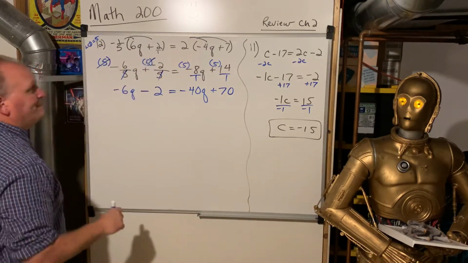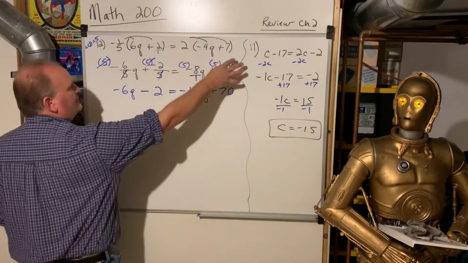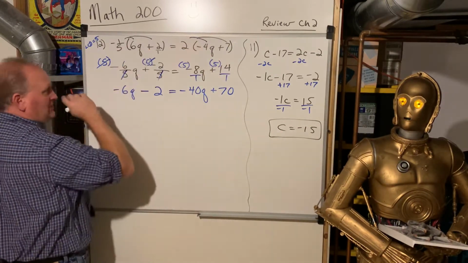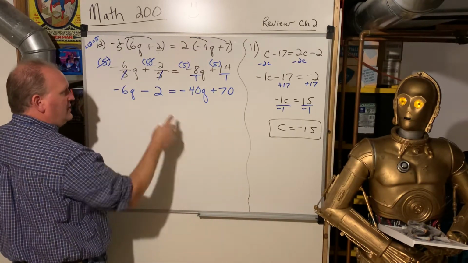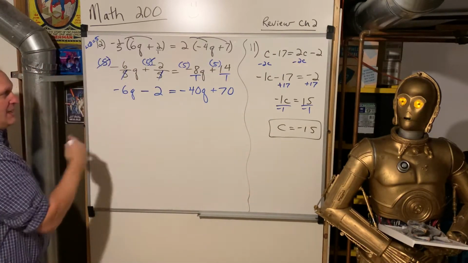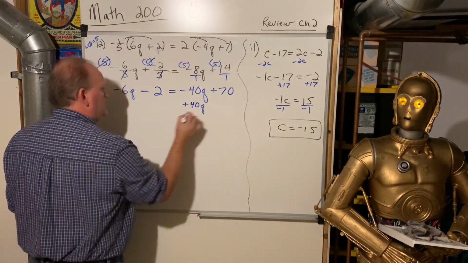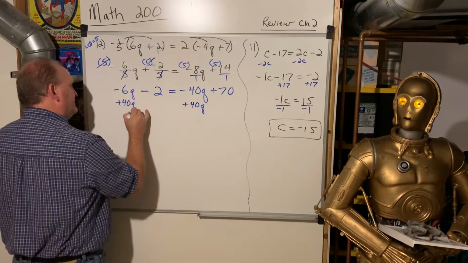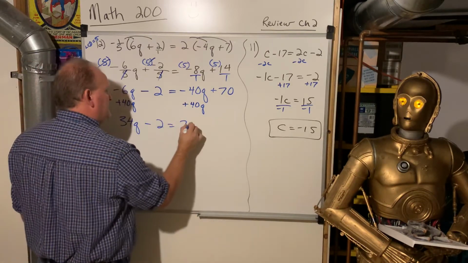All right. So -40q + 70. Now, look. This looked really awful here. We had to do the distributive property. We had a fraction in there. Two little simplifying steps later, and now this problem is exactly the same as that problem. It's just a little bit bigger numbers. So we'll add 40q to each side. That gives me 34q minus 2 is equal to 70.